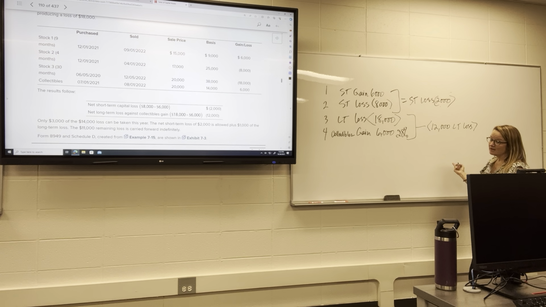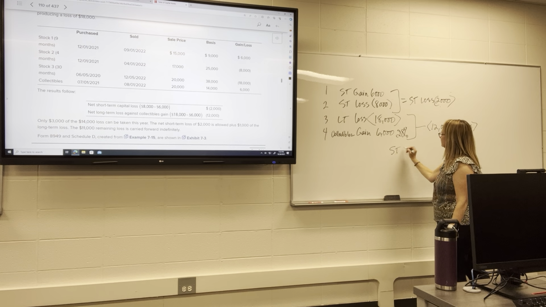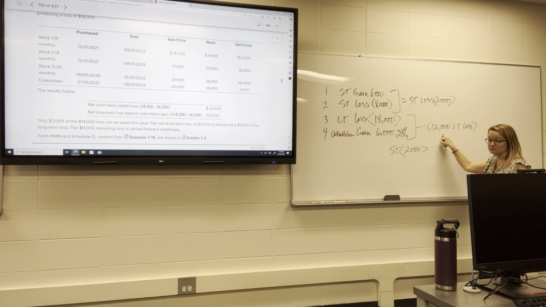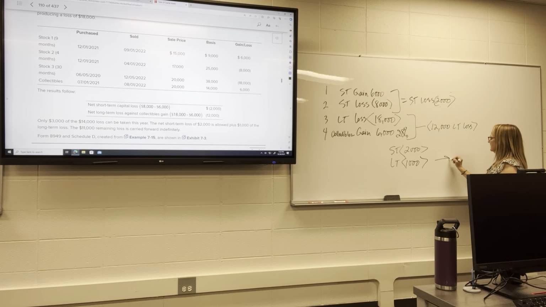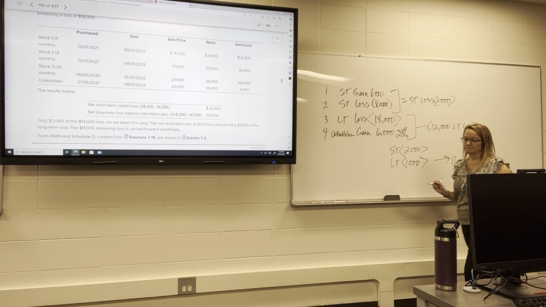We only get 3,000 though. We get to take 2,000 of the short term. We get to take 1,000 of the long term. And then 11,000 is going to be carried forward. It's long term.